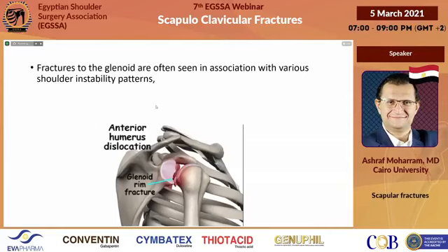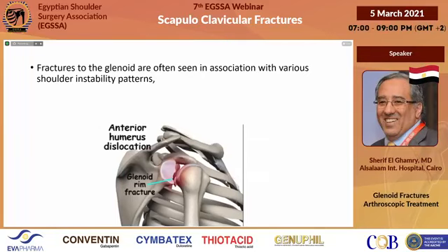Bassem Fleger. Today I'm going to talk about the glenoids. Fractures of the glenoid are often seen in association with the various shoulder instability patterns as a bony Bankart.